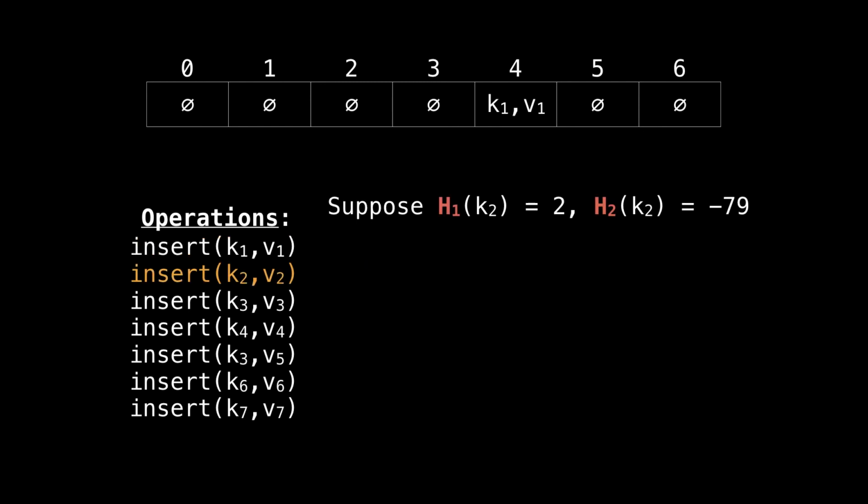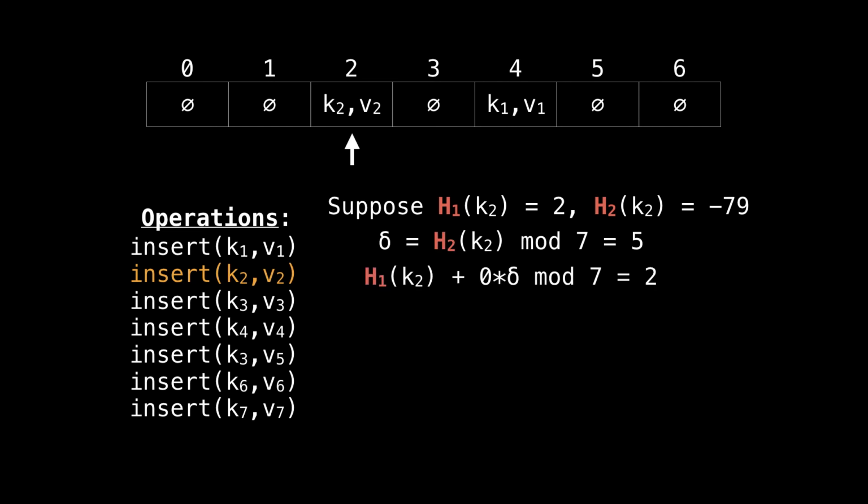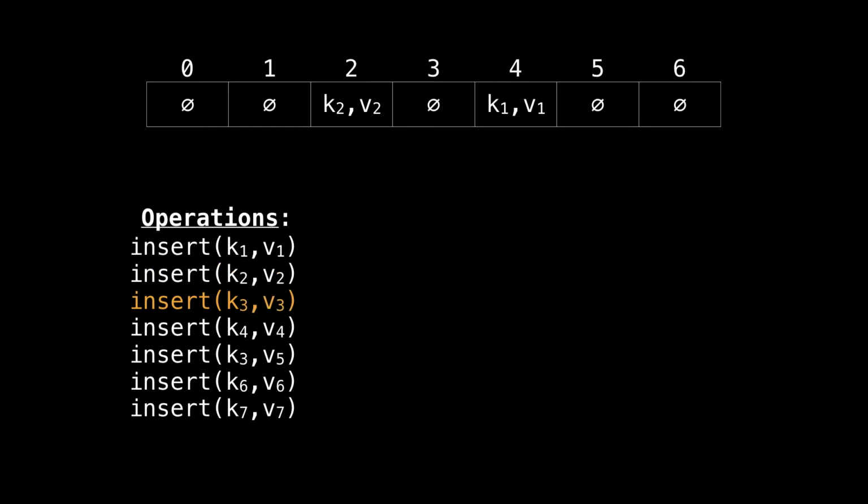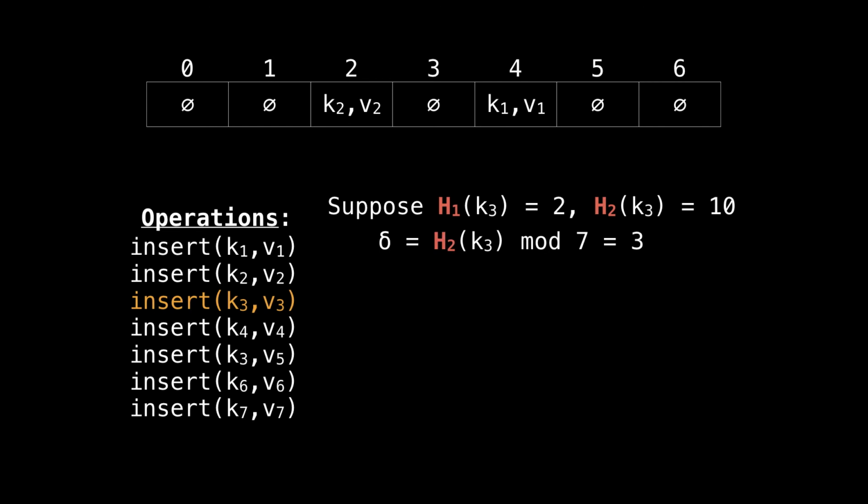So now k2, suppose h1 of k2 is 2 and h2 of k2 is negative 79. So delta is 5, but we're just going to insert at position 2 because there's no collisions. So h1 of k3 is 2 and h2 of k3 is 10. These are just arbitrary numbers I chose for these hash functions. So then delta would be 3 in this case because 10 mod 7 is 3.